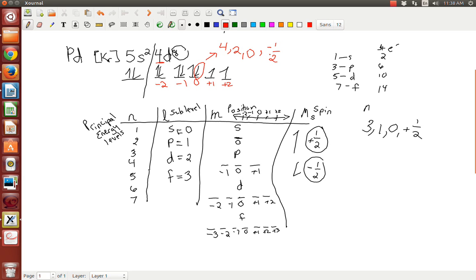Next, what we're going to do is talk about the dual nature of light and using the 2 formulas. So we'll do that one on a separate video.